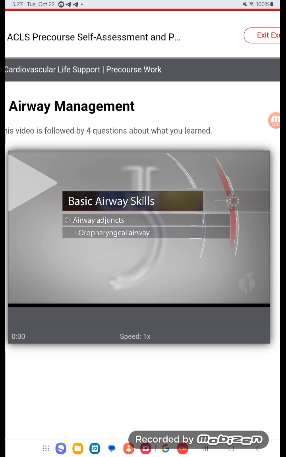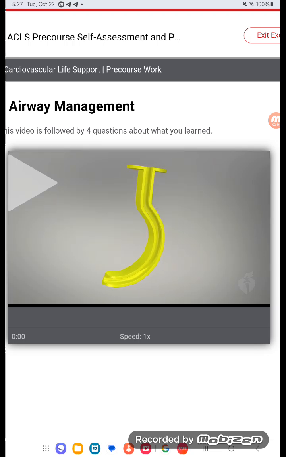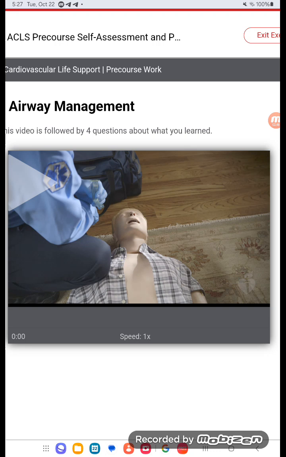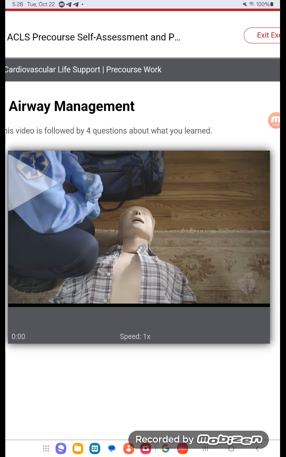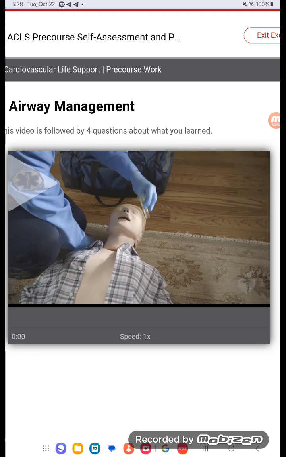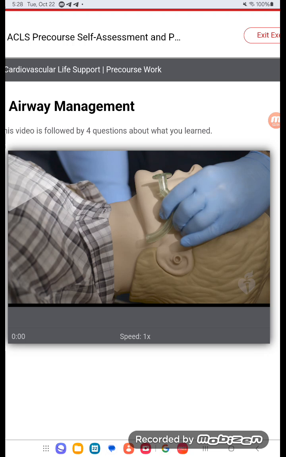The OPA is a J-shaped, single-use disposable plastic device. Here's how to choose the correct size OPA. Place the OPA against the patient's cheek. When the flange of the OPA is at the corner of the mouth, the tip is at the angle of the mandible. A properly sized and inserted OPA results in proper alignment with the glottic opening.